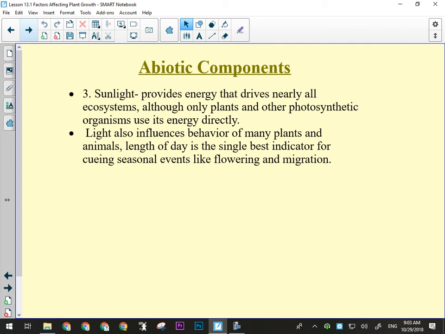All right, everybody okay with that idea? So light's very important in that regard, but obviously it's also the main energy source for all ecosystems.